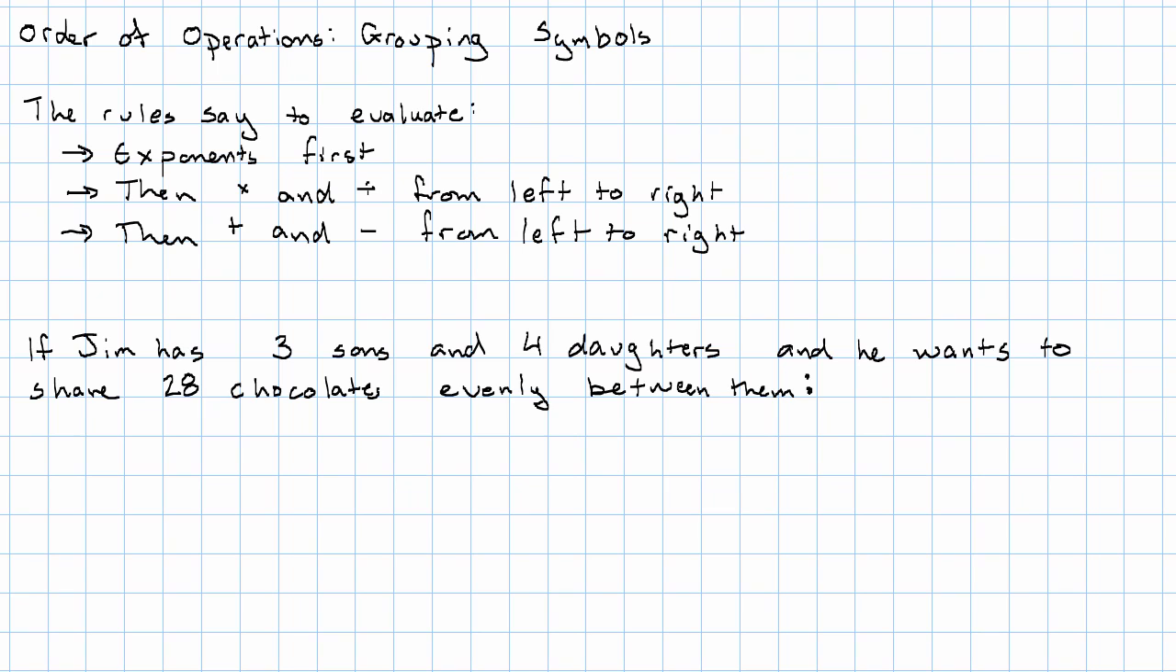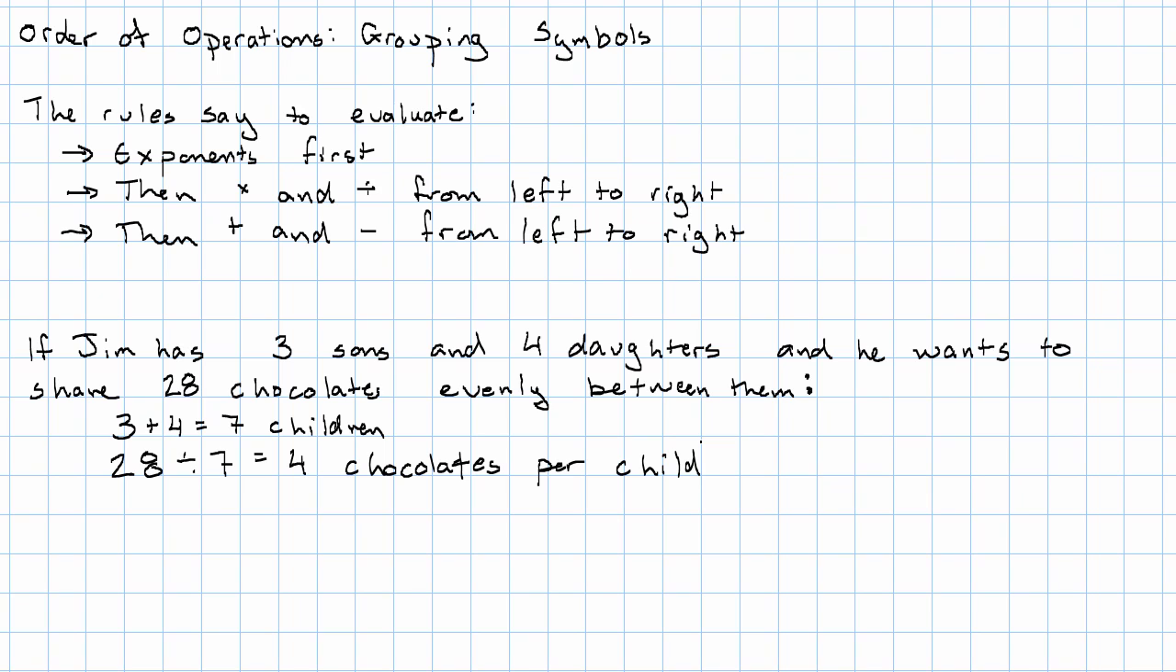For example, what if Jim has 3 sons and 4 daughters, and he wants to share 28 chocolates evenly between them? Well, he adds up his children, right? 3 children who are sons plus 4 children who are daughters is 7 children. And then he takes 28 chocolates divided by 7 children is 4 chocolates per child. In order to answer his question, Jim needs to do addition first and then division.